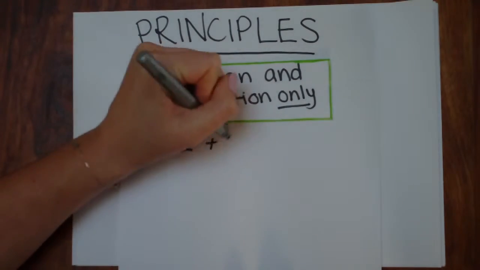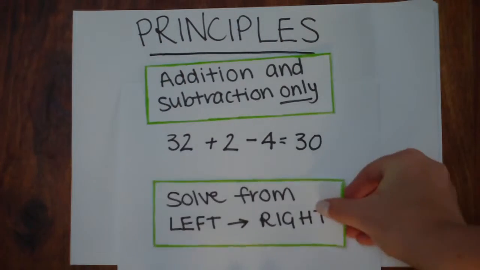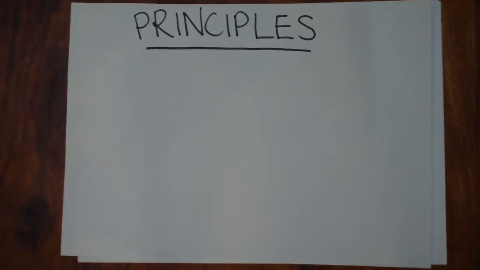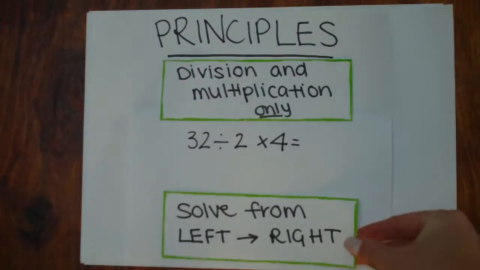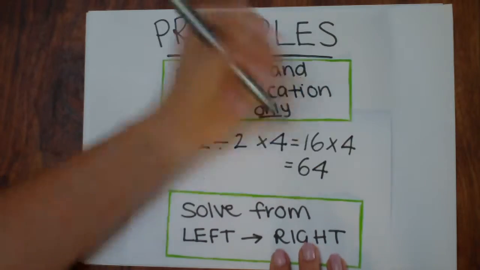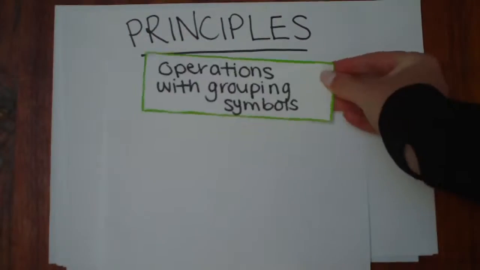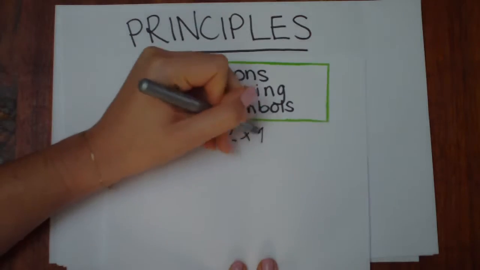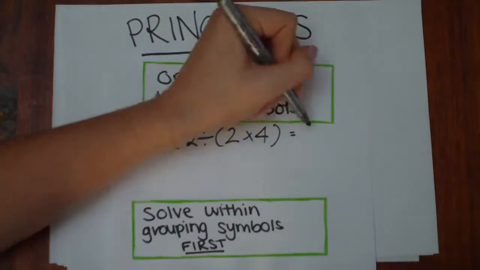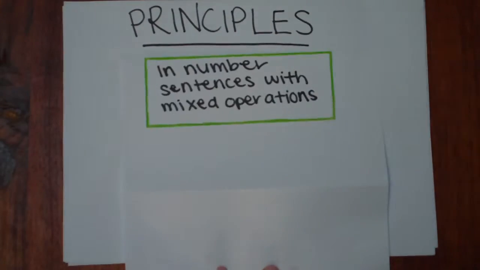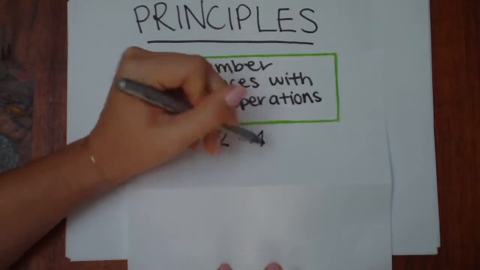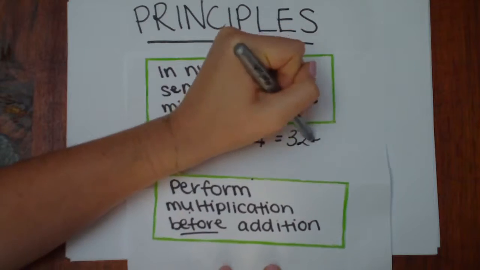Addition and subtraction only: solve from left to right. Division and multiplication only: solve from left to right. Operations with grouping symbols: perform operations in grouping symbols first. With mixed operations, perform multiplication before addition.